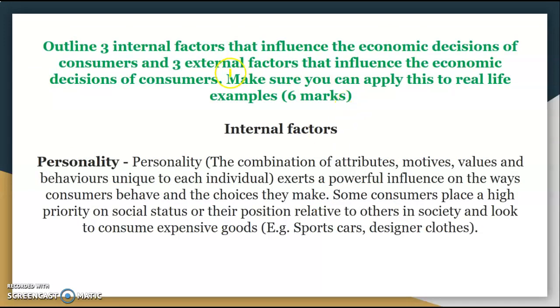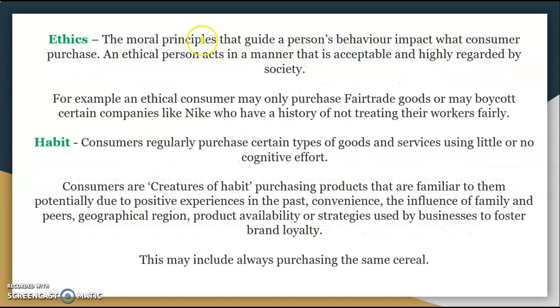Okay, and lastly, three internal and three external influences that might impact consumer decisions. So internal influences: personality, the attributes of individuals, have a powerful impact on how we act. For example, some people might be looking for social status or to try and increase their position in society, so they buy sports cars and designer clothes. Other things like ethics, so moral principles that guide how we behave. For example, you might only buy fair trade goods, or you might be a vegetarian for your own personal ethical beliefs. Habit is another example, where people do the same thing over and over again with limited cognitive effort and not much thought, and that's another internal influence.